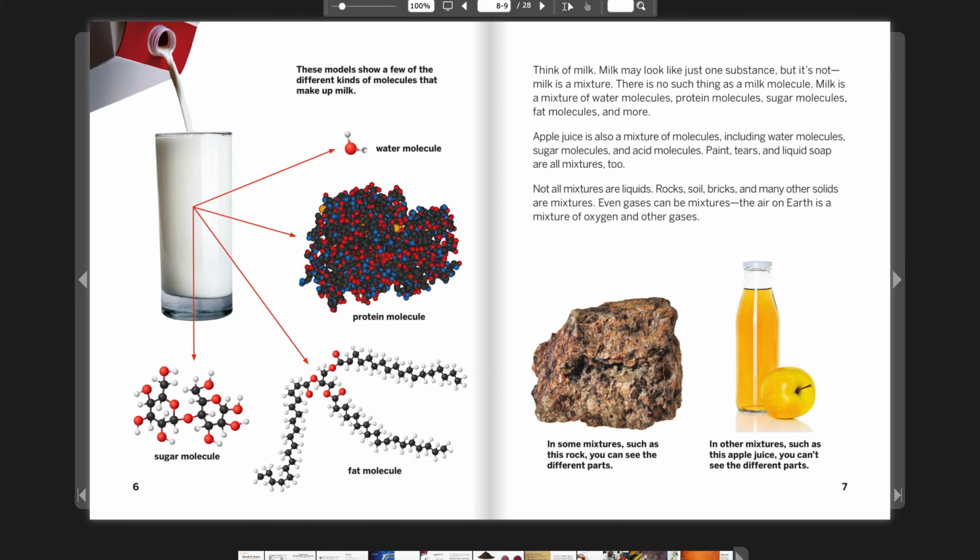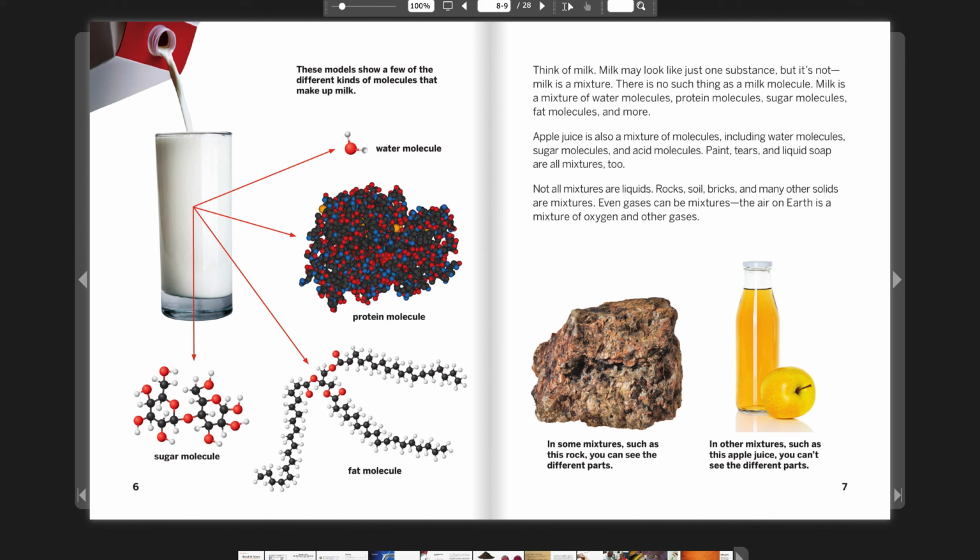Think of milk. Milk may look like one substance, but it's not. Milk is a mixture. There's no such thing as a milk molecule. Milk is a mixture of water molecules, protein molecules, sugar molecules, fat molecules, and more. Apple juice is also a mixture of molecules, including water molecules, sugar molecules, and acid molecules.